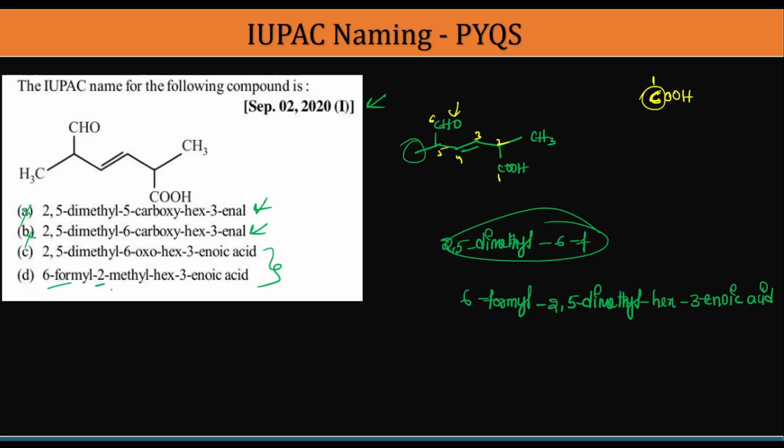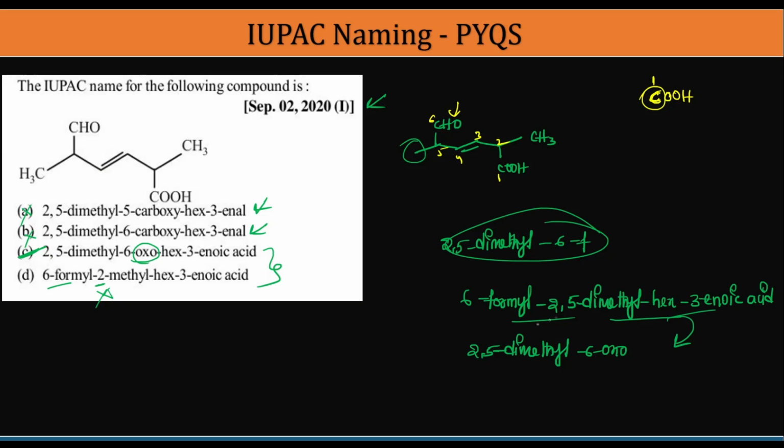Again, you might get confused, because here they have used oxo, but it is an aldehyde group. But sometimes this is actually the correct naming, and if you eliminate the options, this will be the right answer, because sometimes we can mention it as oxo group. Okay, so that's why 2 5 is fine. 2 comma 5 dimethyl, and 6 oxo hexenoic acid.